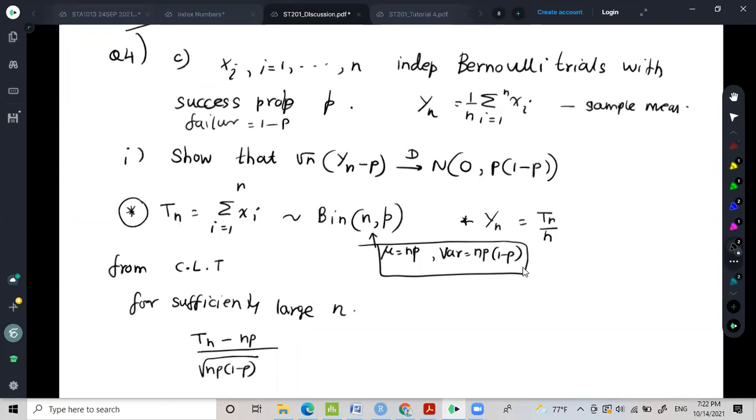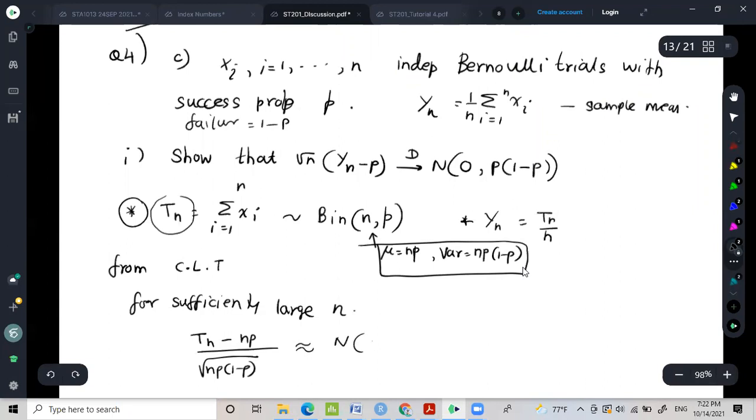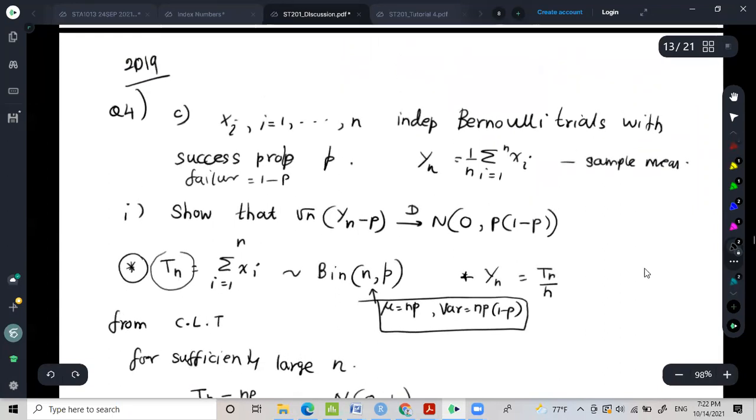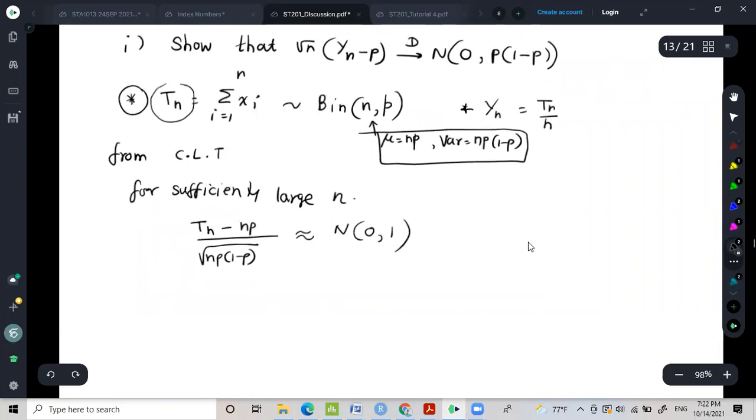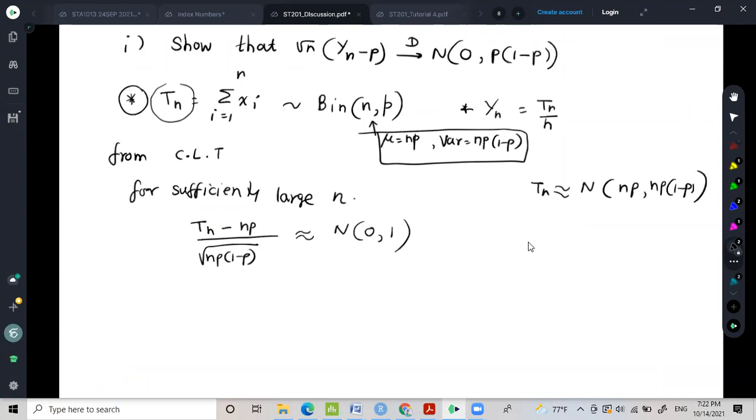Tn is the binomial density. When you subtract its mean np and divide by its standard deviation, that is approximately normal with the standard normal density. Why? Because Tn is approximately normal with mean np and variance np(1 minus p). So if you subtract the mean and divide by the standard deviation, you get the standardized one. So this is approximately normal.